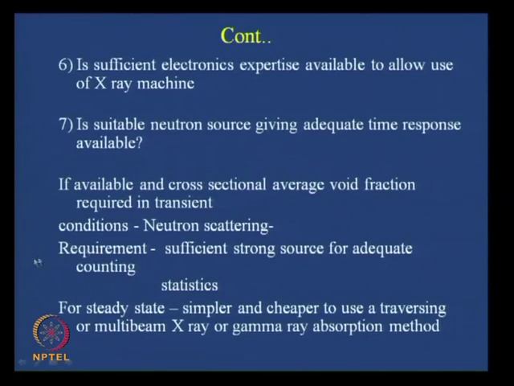Available and cross sectional average void fraction is required under transient condition, then definitely neutron scattering has to be used. Under these circumstances, a sufficiently strong source has to be used for counting statistics, that is, reduction of fluctuating error. For steady state, of course, if it is not transient, we can definitely use a multi-beam X-ray or gamma ray absorption technique. For transient measurements, of course, we can also use a one shot technique as well.